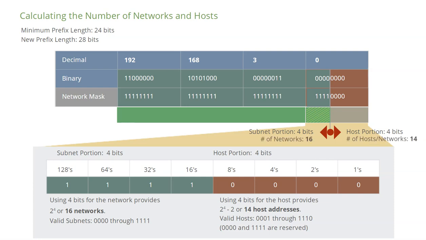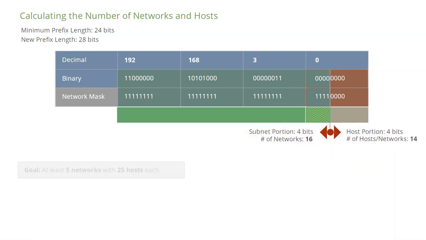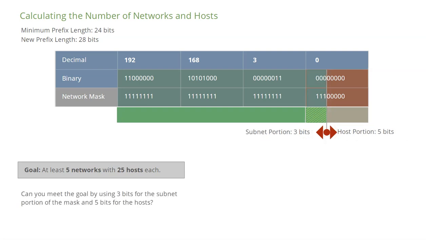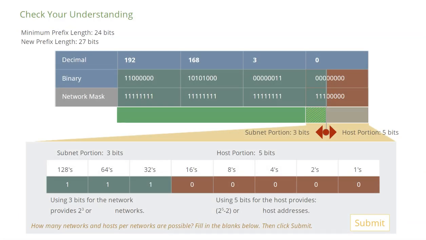In the scenario we presented at the start of this section, you need at least 5 networks with 25 hosts each. With a network with a prefix length of 28 bits as shown on screen, you wouldn't have enough hosts per network to meet your goal. Is it possible to meet that goal by allocating 3 bits of the last octet for network bits and 5 bits for host bits? Complete the calculations below and fill in the blanks with the number of networks and hosts per network possible. When you are ready, click Submit.